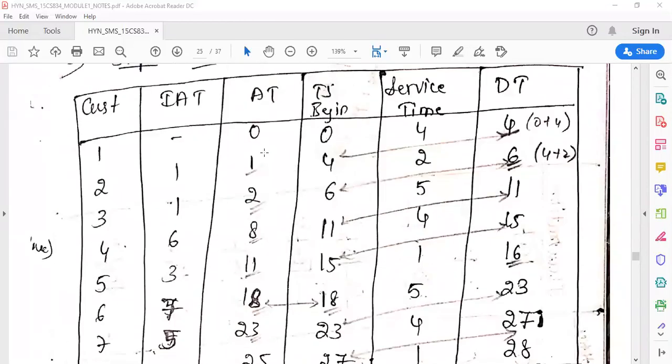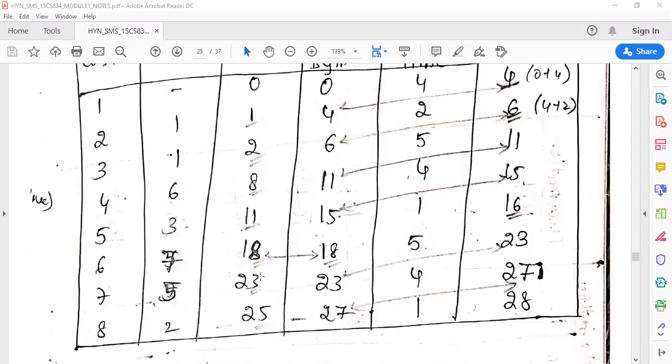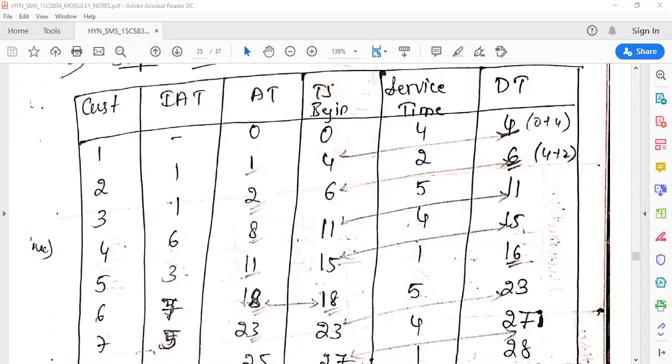Coming to the arrival time, we know that for the first customer the arrival time is always 0. For the second customer, just add the inter-arrival time of the second customer to the previous arrival time. So 0 plus 1 is 1, 1 plus 1 is 2, 2 plus 6 is 8, 8 plus 3 is 11, 11 plus 7 is 18, 18 plus 5 is 23, 23 plus 2 is 25. Like that we will be writing the arrival time.